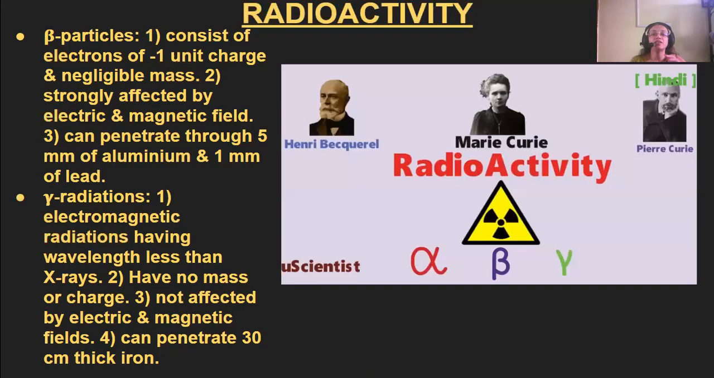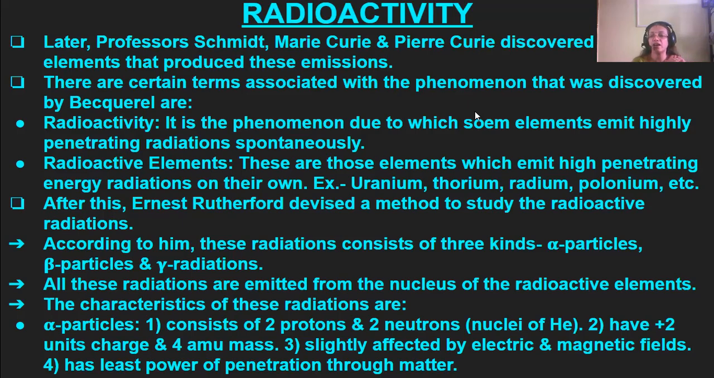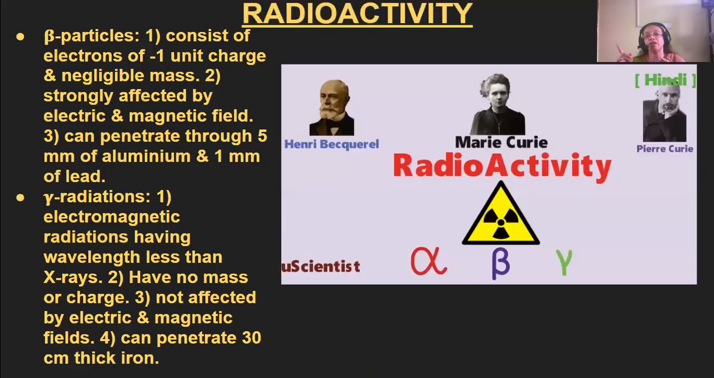Next, we come to the beta particles. The beta particles consist of electrons, which have -1 unit charge. See, alpha particles have +2 charge, but beta particles have -1 unit charge. And they are strongly affected by electric and magnetic fields, whereas alpha particles were very little affected by the electric and magnetic fields.